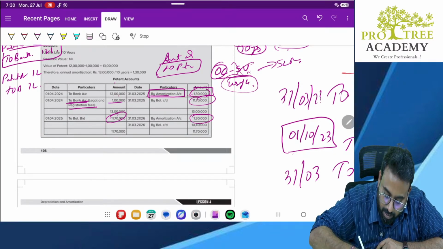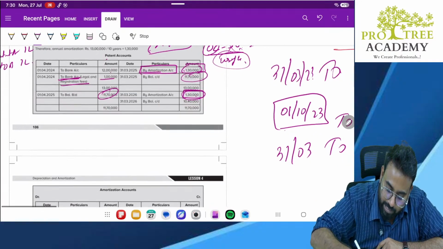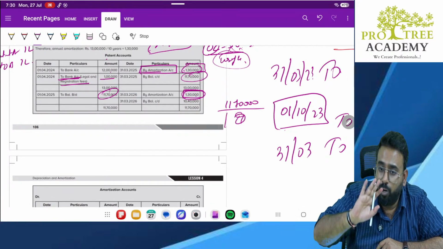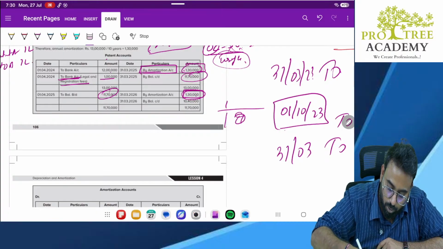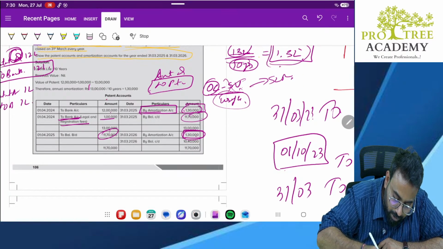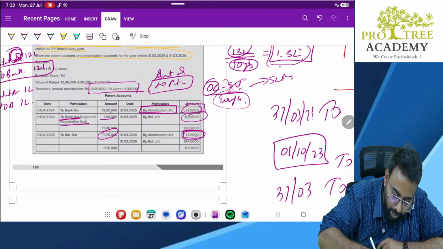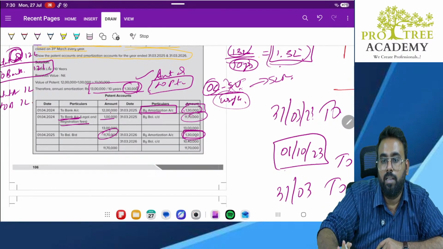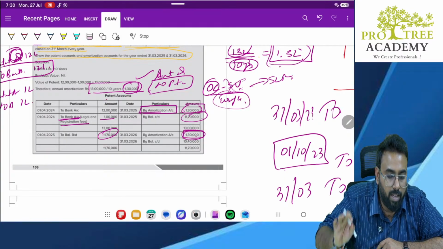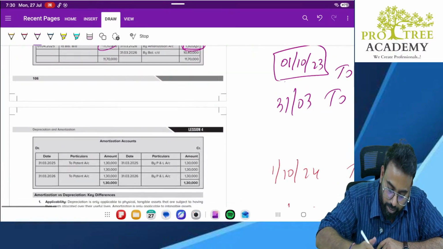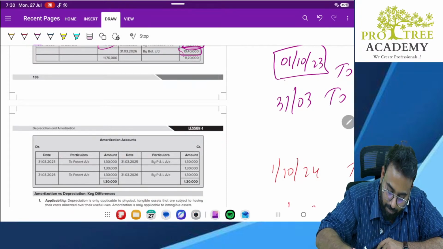1,30,000. Don't again go, sir, 11,70,000 is remaining, divided by 10 years. Don't do that, it will be wrong. I told you it is the straight line method. Once you calculate, this will remain forever. Every year the amortization will be 1,30,000 only. Am I clear? Yes. So here also 1,30,000, balancing figure 10,40,000.